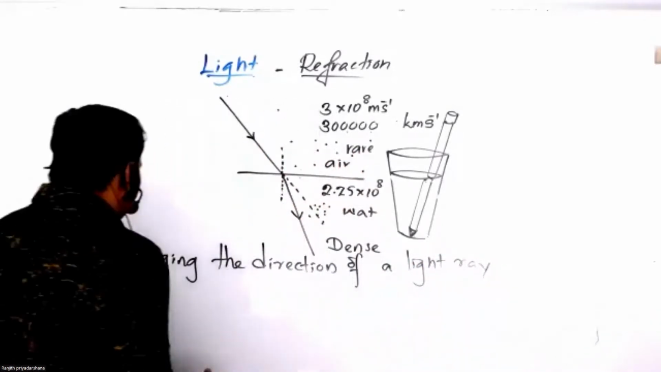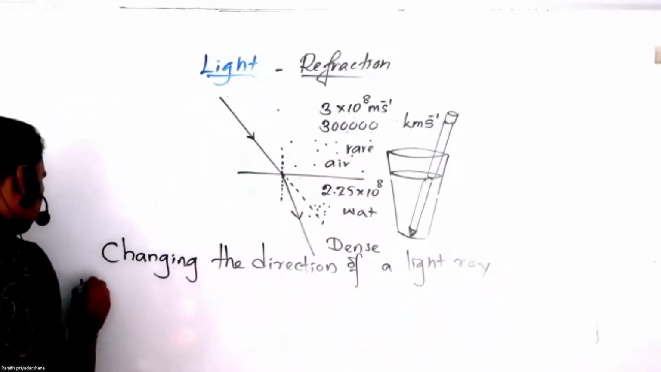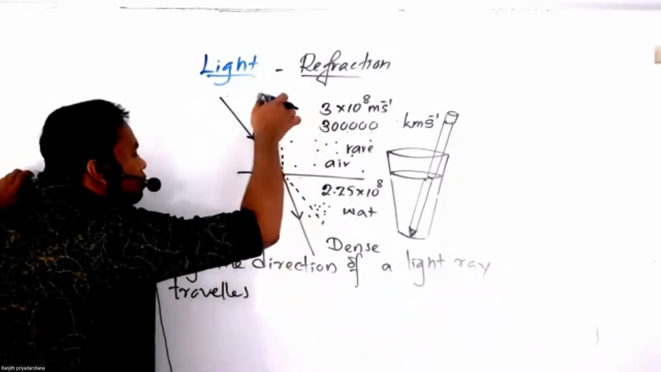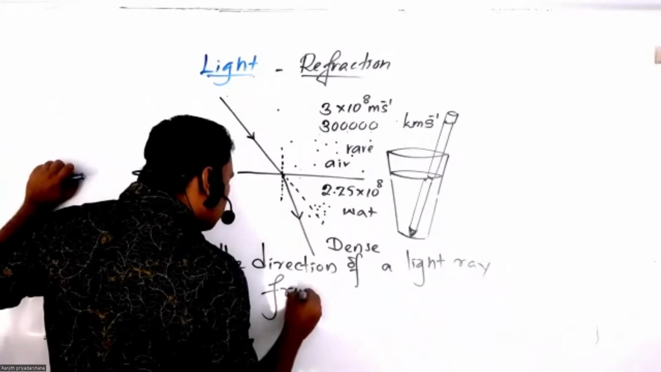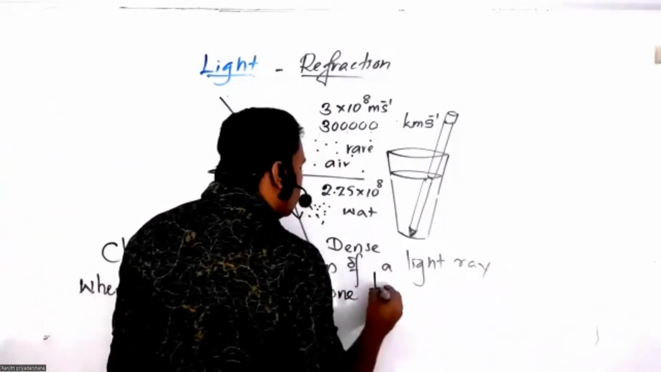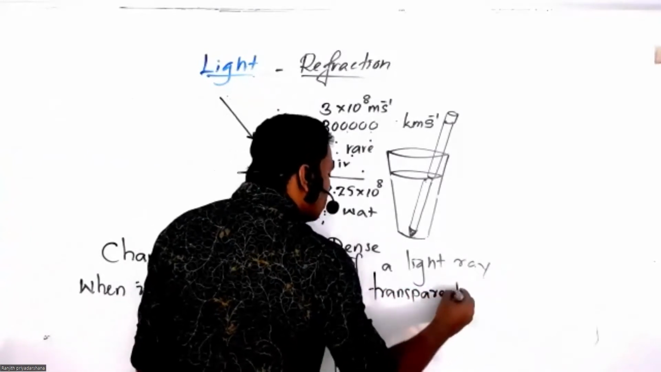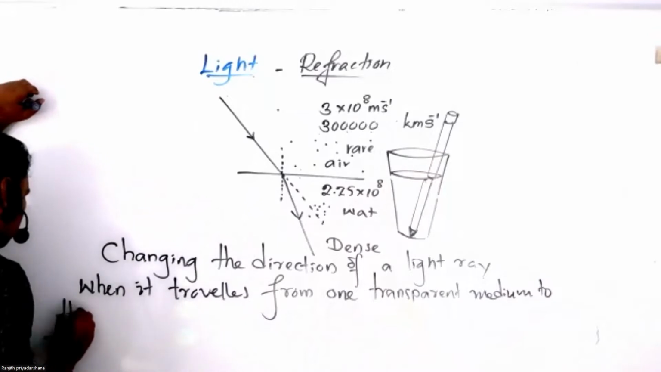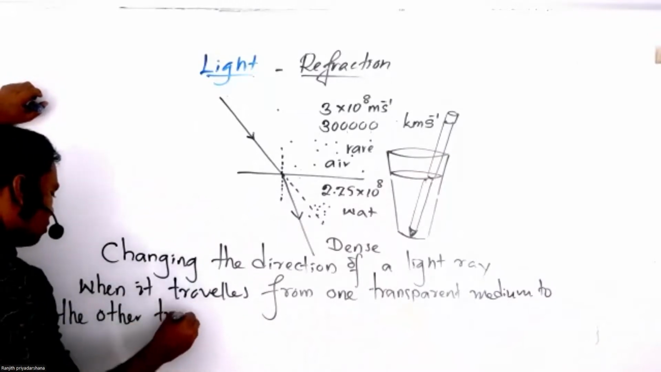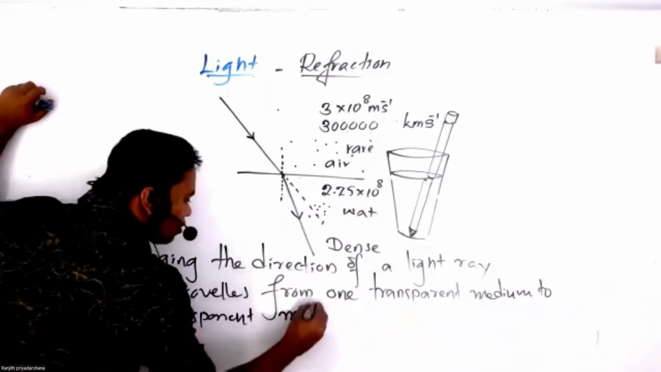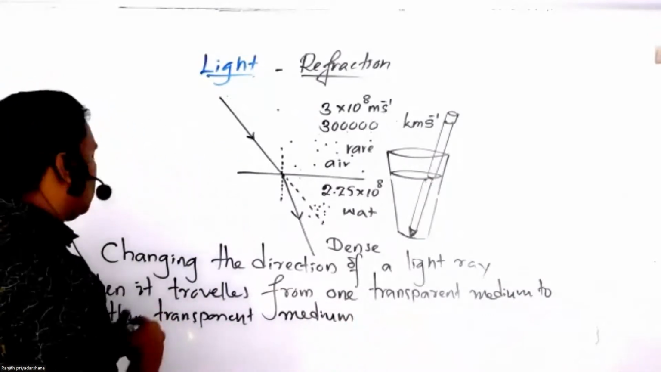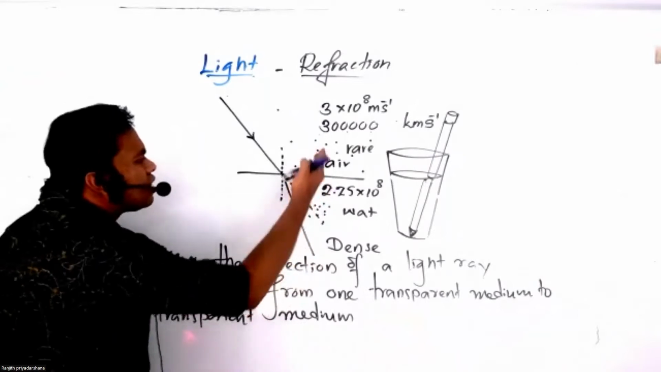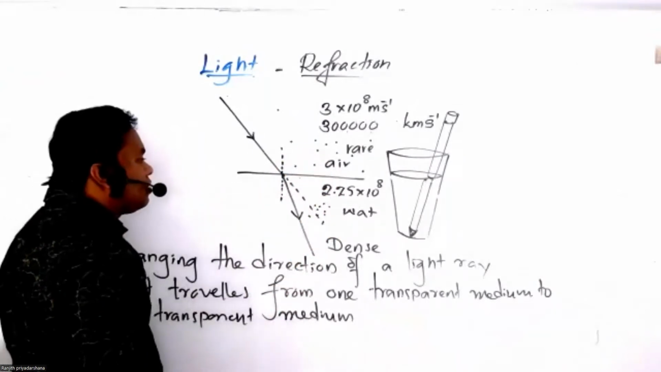Change in the direction of a light ray when it travels from one transparent medium to the other transparent medium. Why? Due to changing the speed of light in different transparent mediums.